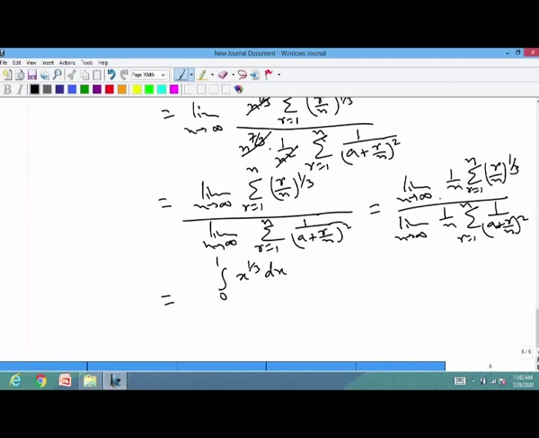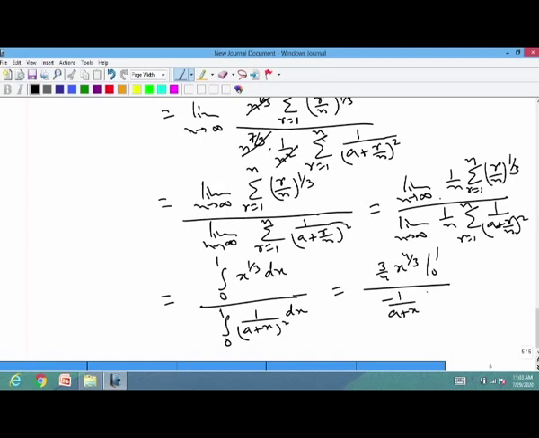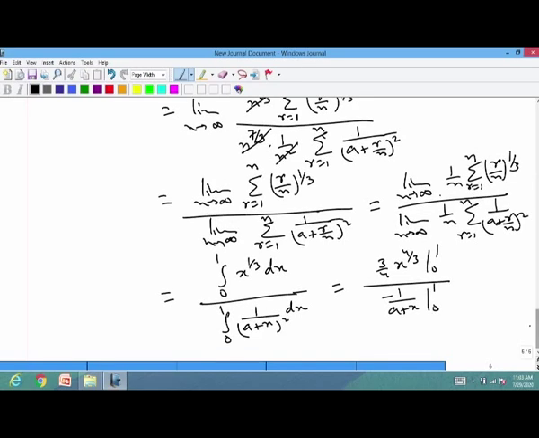So, now the numerator becomes the integral of x to the 1 by 3 from 0 to 1, and the denominator is the integral from 0 to 1 of 1 by (a plus x) square. This can easily be evaluated. So, this will give 3 by 4 x to the 4 by 3 from 0 to 1 divided by minus 1 by (a plus x) from 0 to 1. So, this is equal to 3 by 4 a times (a plus 1) after simplification.